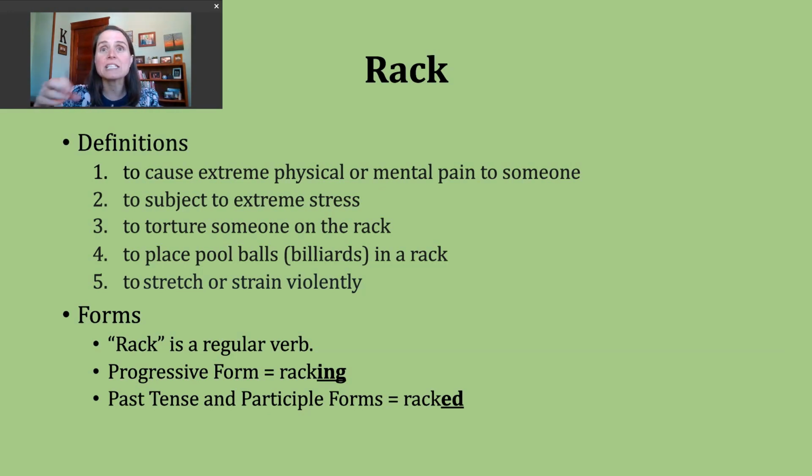A fourth way you can use the verb rack is during the play of billiards. So it's when you place the pool balls into that triangular rack, which will be a noun that we discuss a little bit later. A fifth way rack gets used can mean to stretch or strain violently. So that definition probably comes from that historical one about the method of torture.